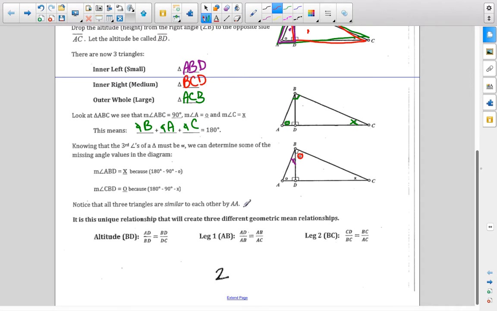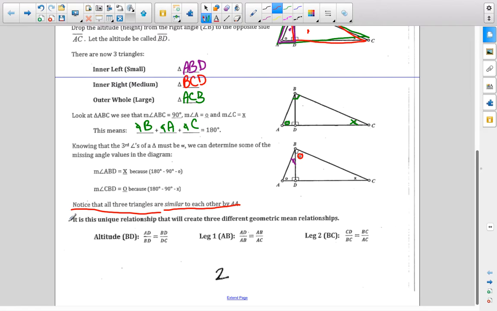Notice that all three triangles are similar to each other by AA, angle-angle. That was one of our ways that we proved similarity. Here, all we know is the angle measures. They were given to us to start. That's how we know that the little one, the medium one, and the large one are similar. Their angle measures are the same. Okay, it is this unique relationship that creates three different geometric mean relationships.